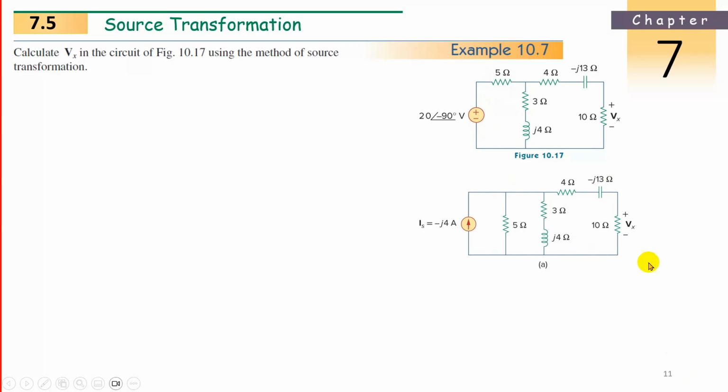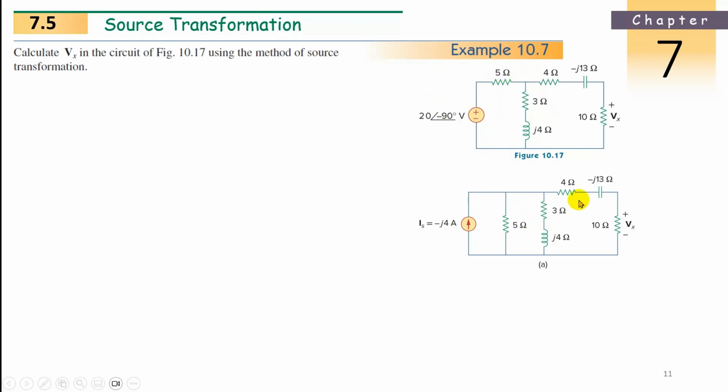Check it. Is is nothing but minus J4, because minus 90 degrees is nothing but minus J. The 20 converted into a current source divided by 5 gives 20 divided by 5, 4. So minus J4 is the current source, and this series resistance will become parallel now. Remaining all are the same. I didn't touch this one, because only these two are converted into a current source.